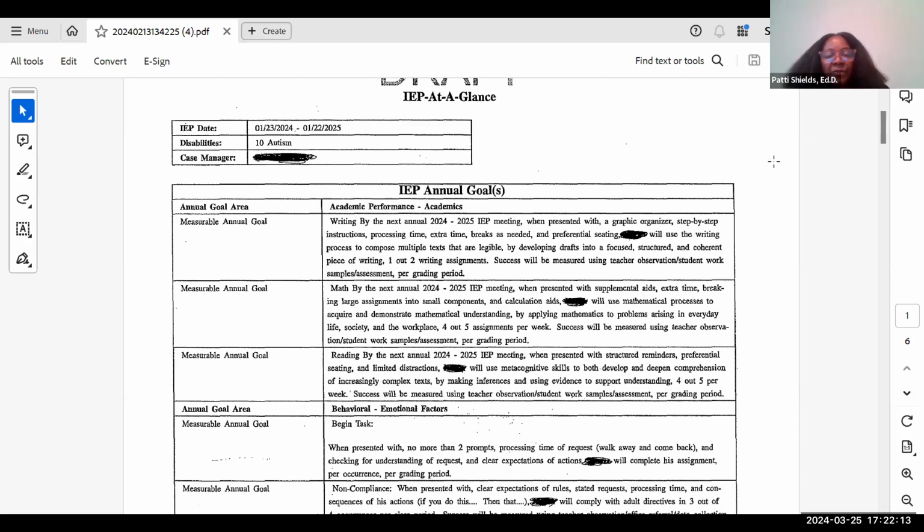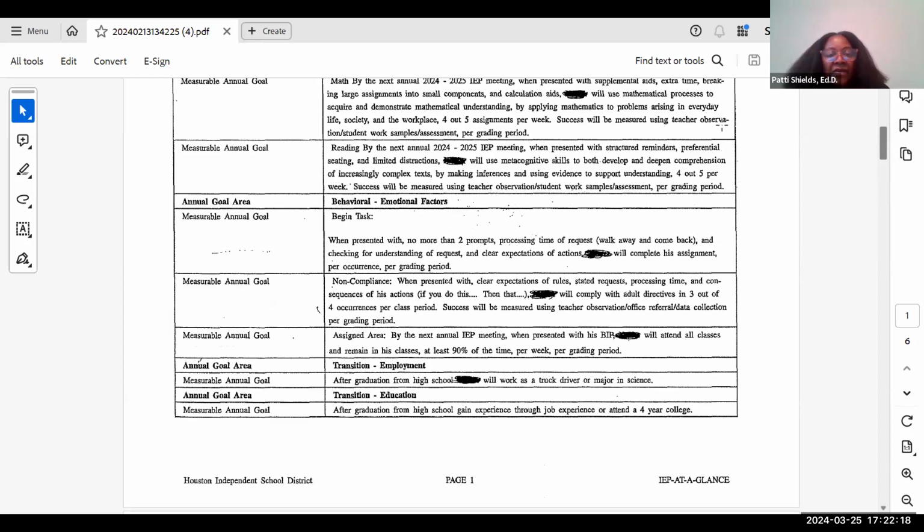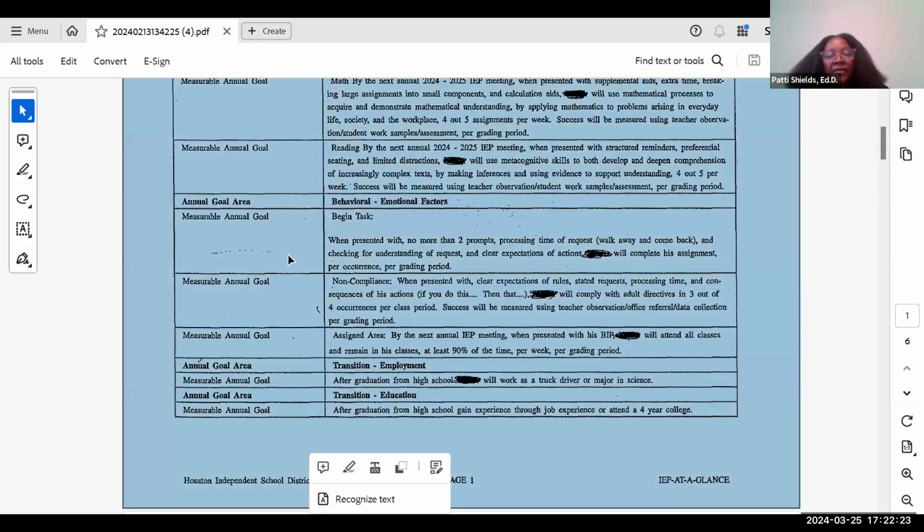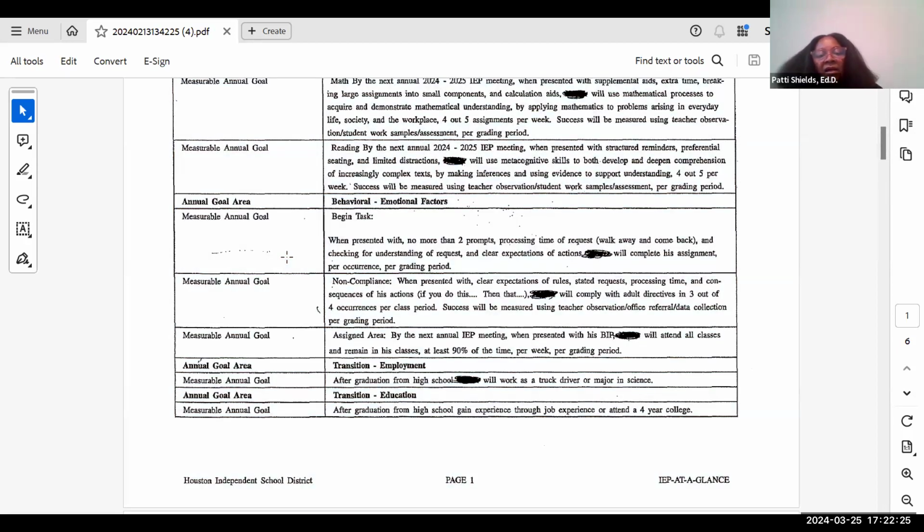So these are his measurable goals. Those are his academic goals, but I just want you to look at the behavior goals, which are right here. Emotional factors. Sorry. So it says, when presented with no more than 2 prompts, processing time or request, walk away and come back, and checking for understanding or request and clear expectations or actions, blank will complete his assignments per occurrence or per grading period. So to me, it didn't make much sense, but that's what was written.